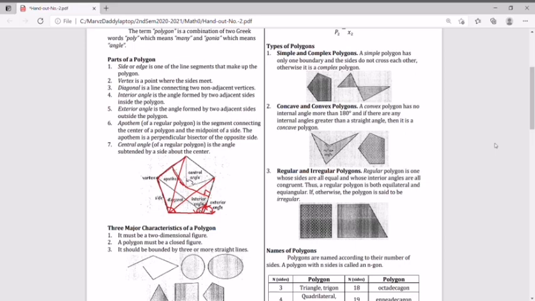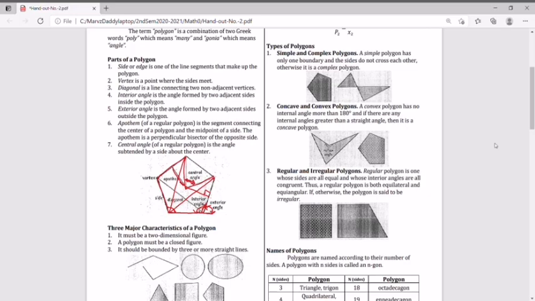Central angle of a regular polygon is the angle subtended by a side about the center. So this is a central angle. This one. From the vertex to the center, and then that is the angle.